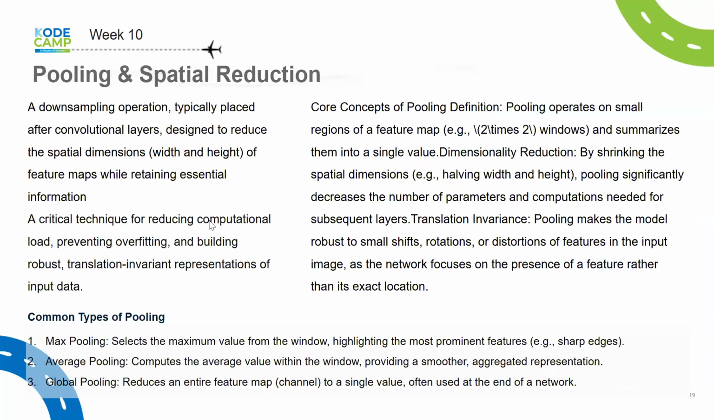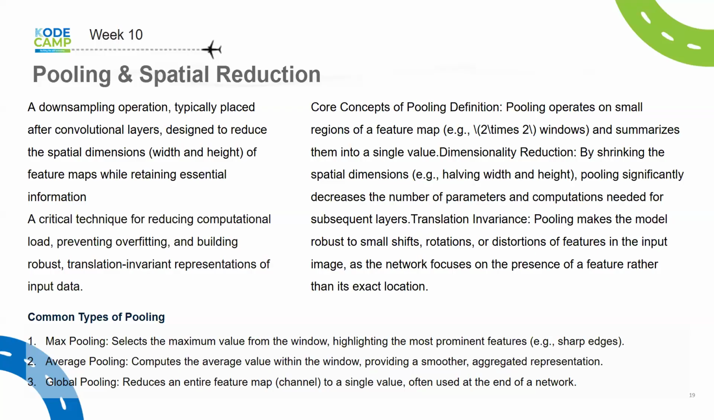Then we have pooling, and spatial reduction. Pooling is downsampling. The reason you do downsampling is that you want to reduce the spatial dimensions. What's the spatial dimension? It's just the width and height of a feature map.